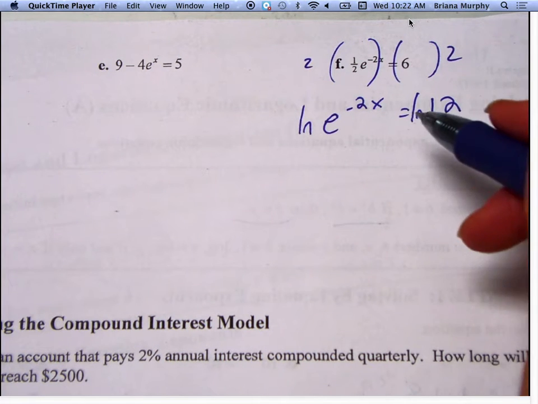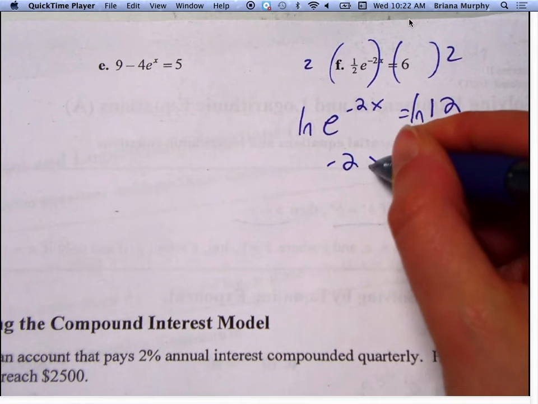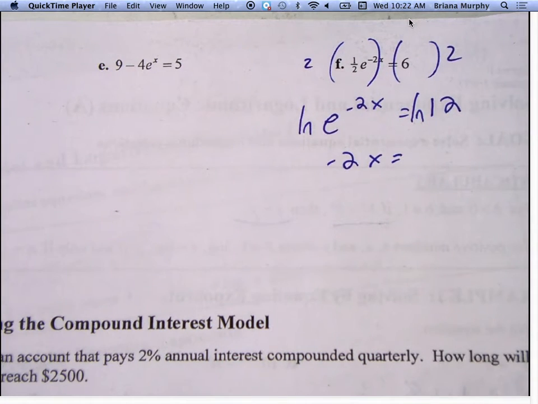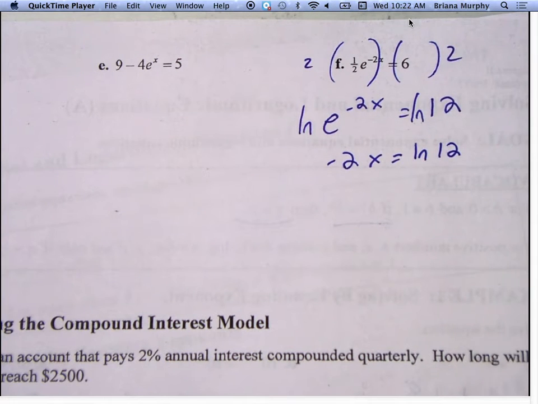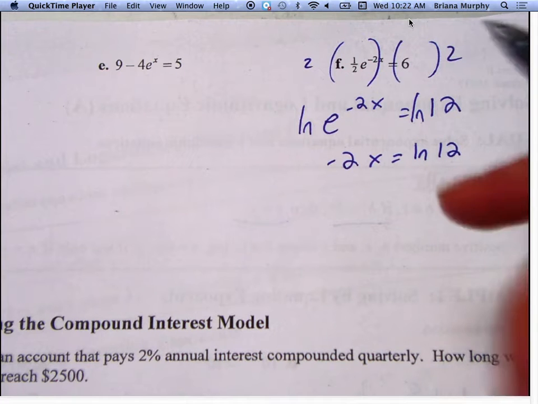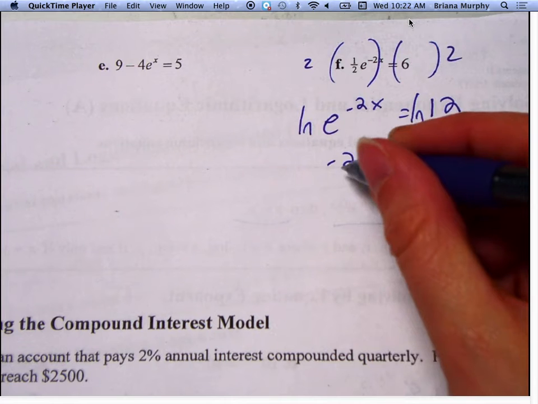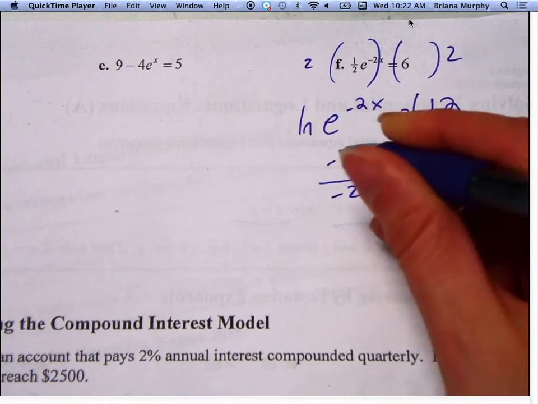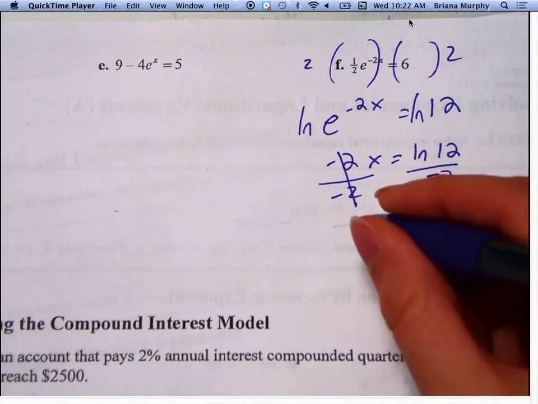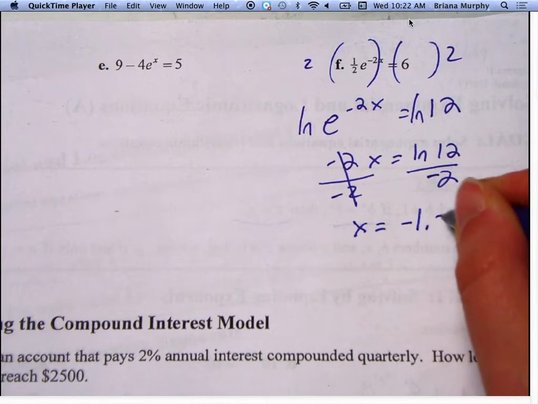I'm going to do the power rule, which is just going to give me negative 2x, correct? Because the natural log of e is just 1. So I'm going to leave that part off too. You can, of course, show all those steps, guys. I'm just showing you the quicker way to write it. Then I'm going to divide both sides by negative 2. And I put it in my calculator, and I get x equals negative 1.2425.